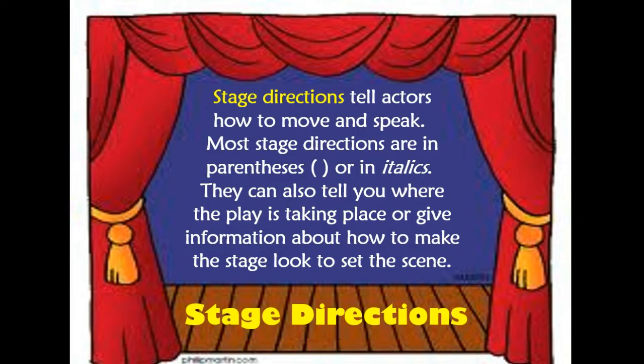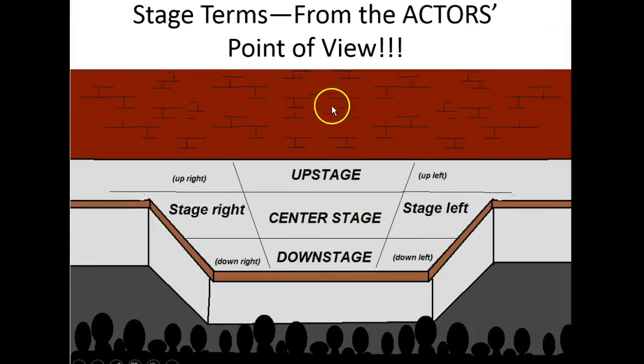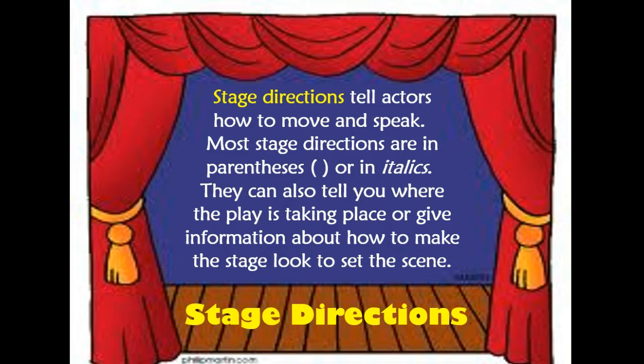Stage directions tell the actors how to move and speak. So this tells the actors where they need to be on stage, moving here, moving there. Most stage directions are either in parentheses or in italics. Sometimes they're even in bold. They can also tell you where the play is taking place or give information about how to make the stage look to set the scene.